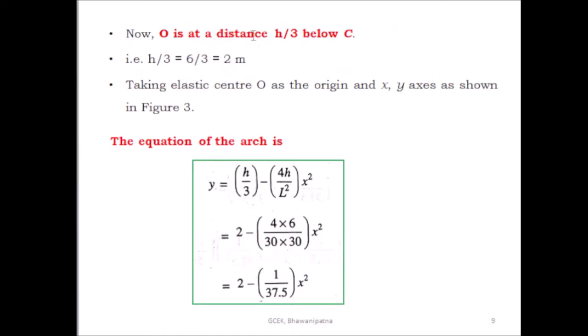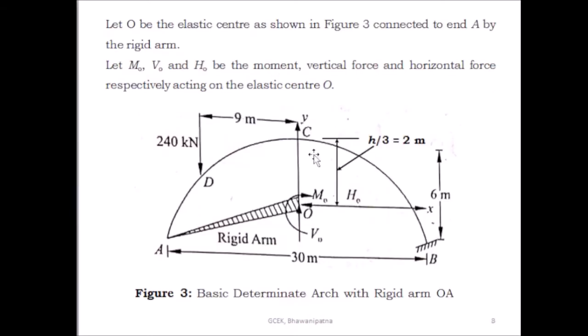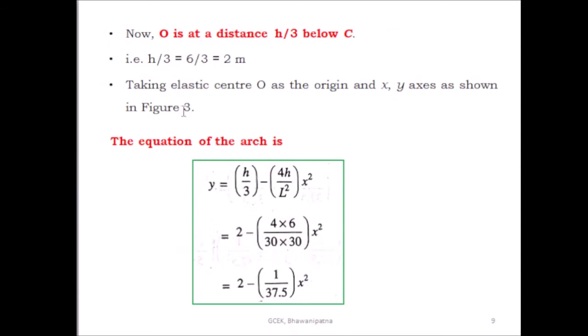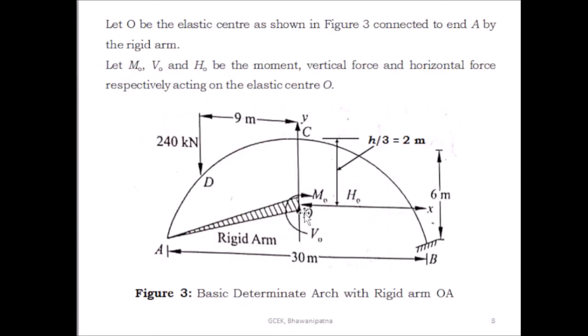Now O is at a distance h by 3 below C, as already explained. So h by 3 is equal to 6 by 3, which is 2 meter. So this height from the crown to the elastic center is h by 3, equal to 2 meter. Taking the elastic center O at the origin, and the x axis and y axis as shown in the figure.